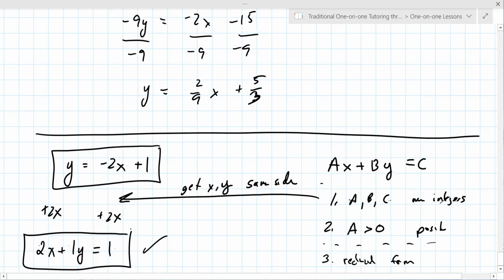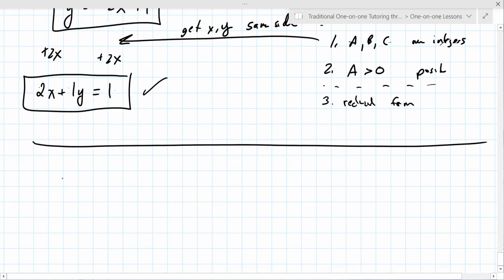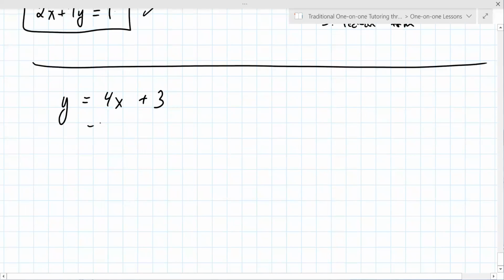All right. So let's try another one here. And that would always be equivalent, correct? Yes, all the forms have to be equivalent. y equals 4x plus 3. Okay, so you have to subtract 4x, so minus 4x plus y equals 3.